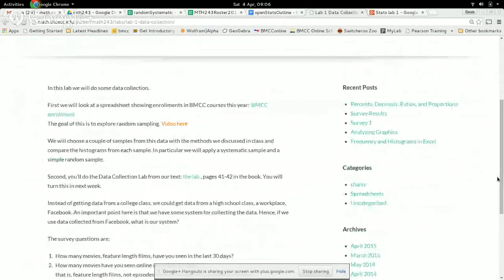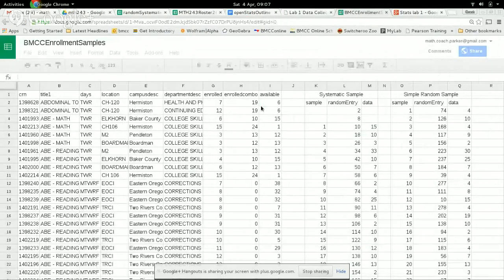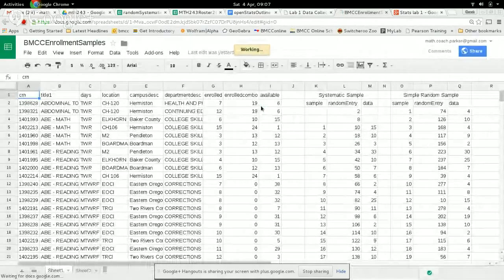So just to warm up to the actual lab, we have some data from BMCC enrollment, and I've moved that into a Google spreadsheet. So I downloaded from the college database a bunch of data about classes this year. I scrubbed it a little bit, and it may be that I over-scrubbed, maybe that I under-scrubbed. If you want to talk about scrubbing some more, come see me.